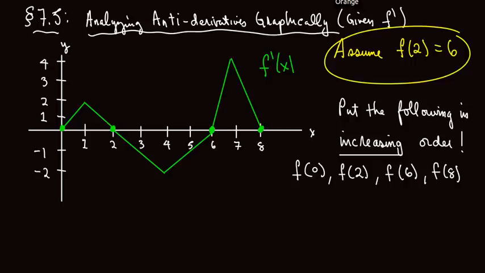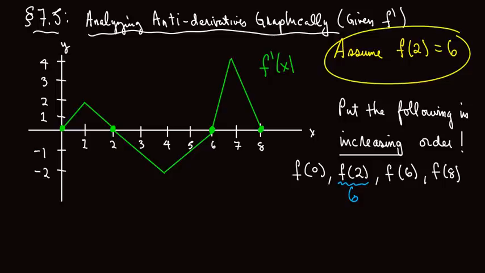And the little extra thing that we're going to have to use is that we actually know what one of those values is. We know that f of 2 is equal to 6. Remember, that's the value of the antiderivative. So I'll just put it right here. We already know that that's 6. So we just have to find the others, f of 0, f of 6, f of 8, and then we'll order them from smallest to biggest.